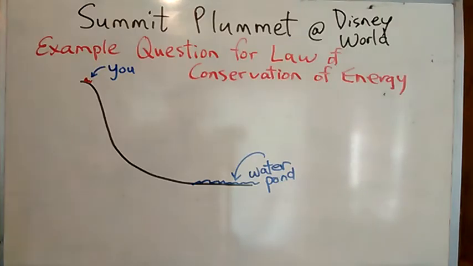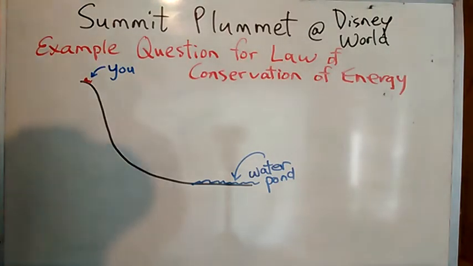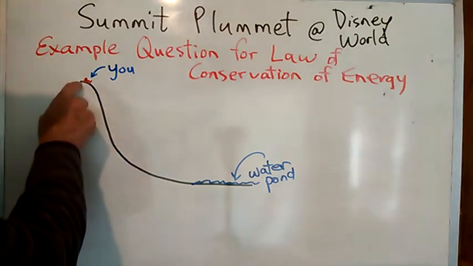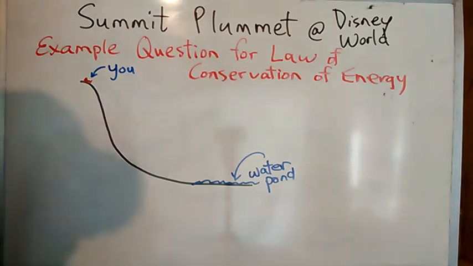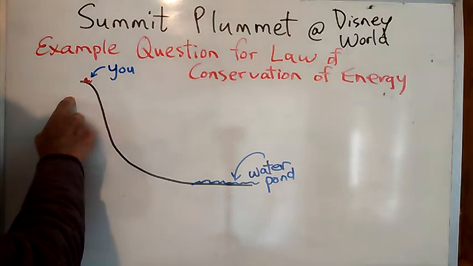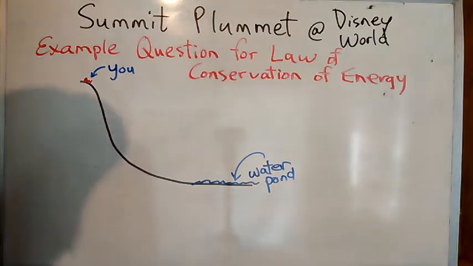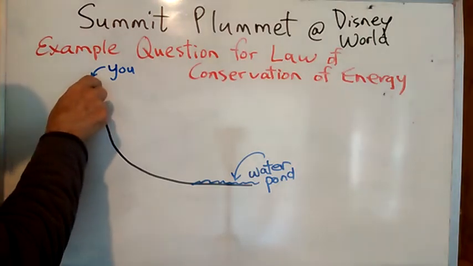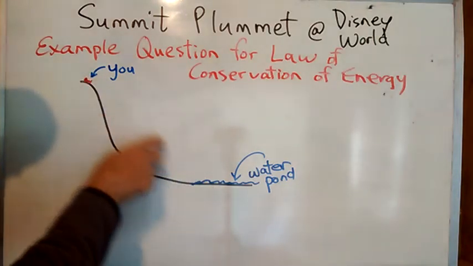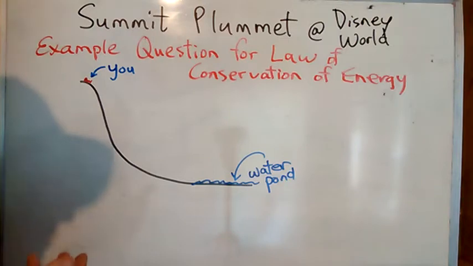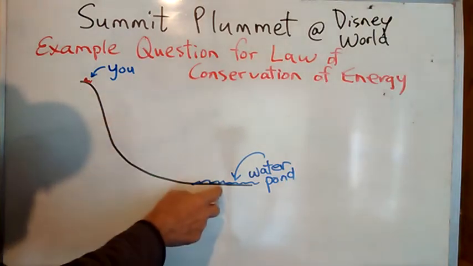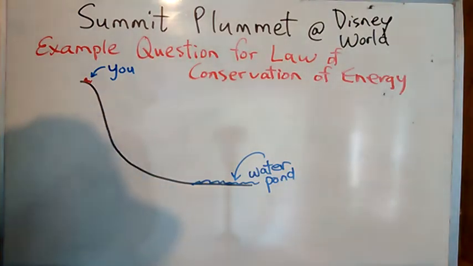I want to take a look at an example of the law of conservation of energy with a situation that you've probably been in before. Cultus Lake has a free-fall water slide. It's called the Free Fall, and it's fairly tall. There's one at Disney World, though, which is a lot taller, and it's called Summit Plummet. So just imagine you up here, pond down here, and what I want to do is use the law of conservation of energy to determine what your speed would be down at the bottom.